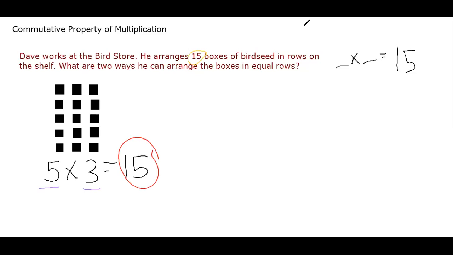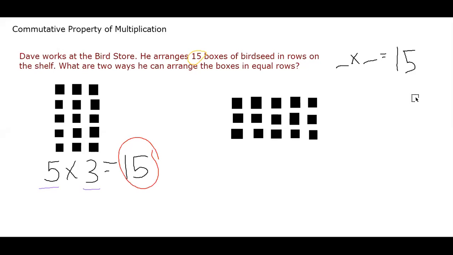Now, suppose my friend Dave doesn't do 5 rows. He instead does 3 rows. What would his picture look like? Would it look different? Let's find out. So instead of 5 rows, we're going to do 3 rows, and we're going to make sure we have the rows equal and have 15 all together. So let's go ahead and make that picture. Remember, 3 rows and 5 in each row. Let's see what that's going to look like.